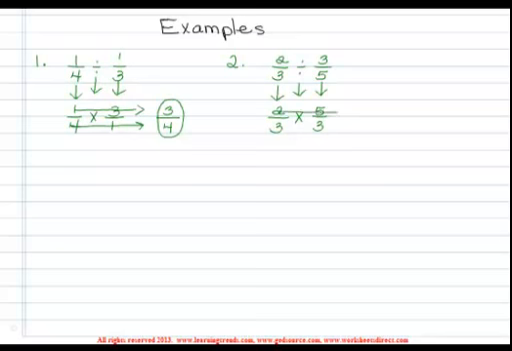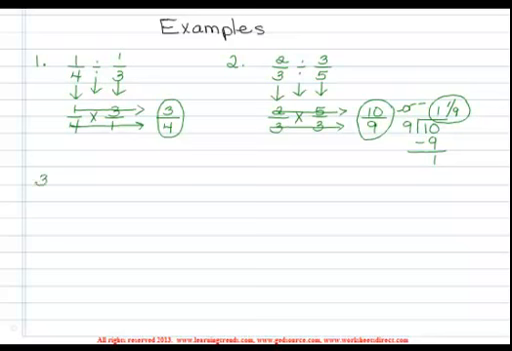So 2 times 5 is 10, and 3 times 3 is 9. So our answer is 10/9. However, we can take this improper fraction and we can change it to a mixed number, if you recall, by dividing the numerator or the top number by the bottom number, and we'll end up with our mixed number. So we're changing an improper fraction back to a mixed number. So your answer is 10/9, or if you wanted to write it as 1 1/9, that would be acceptable as well. Let's take a look at a third example.